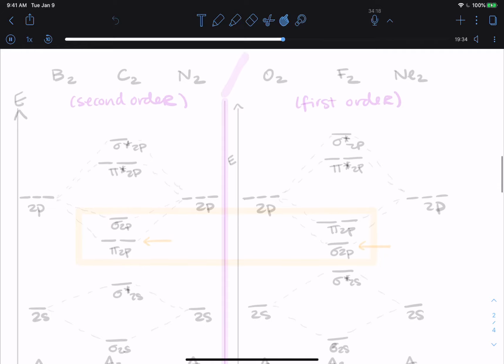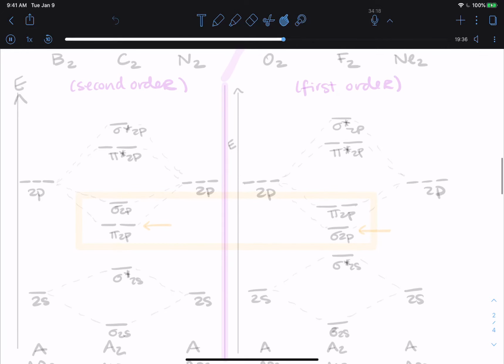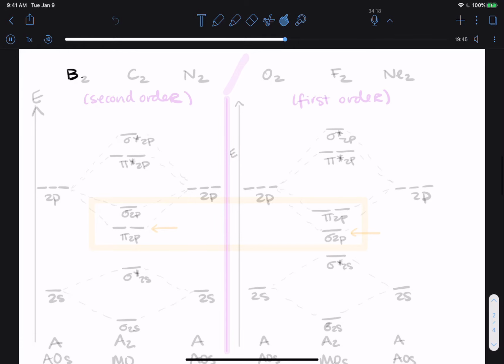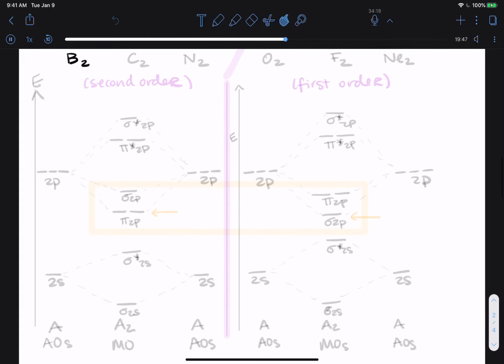Okay. So as we go across the periodic table, right, it's boron. So if we're talking about homonuclear diatomics, we're talking about B2, and then C2, N2, and then O2, F2, Ne2. So this is basically just my P block.